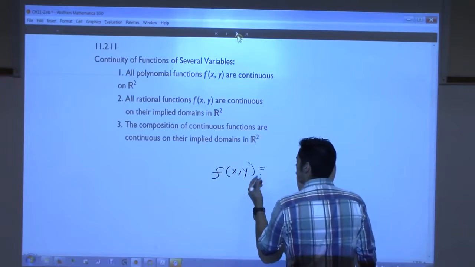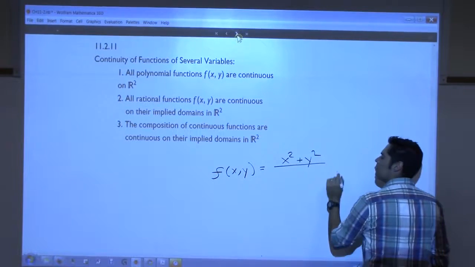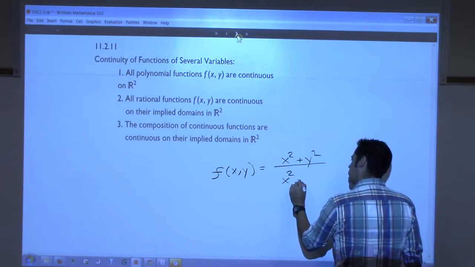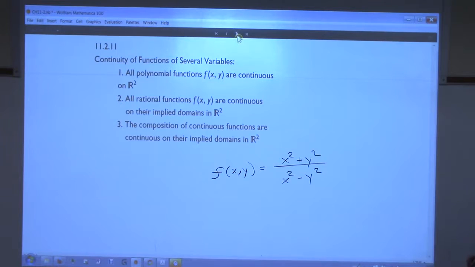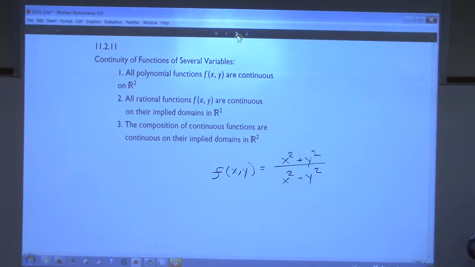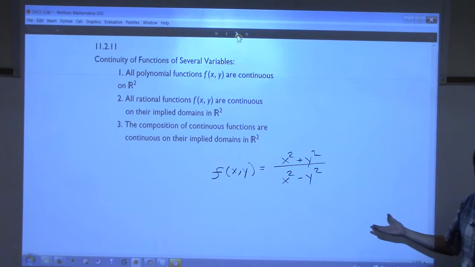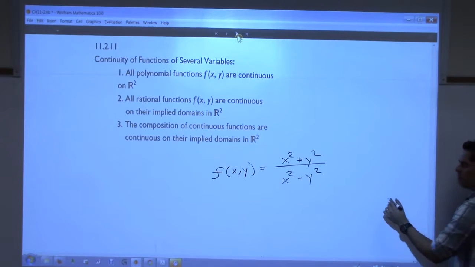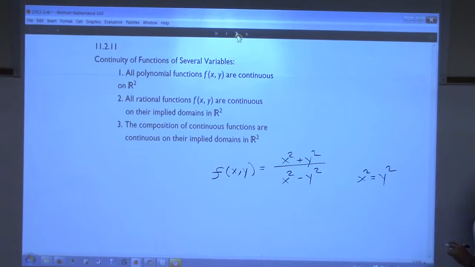If someone were to give you a function like this right there, and they asked you, if you were to draw that, would it have any punctures or holes in it? Is it continuous? You would say, well, it's continuous everywhere except where? Everywhere except where x squared equals y squared. That's where you would have a problem, right?